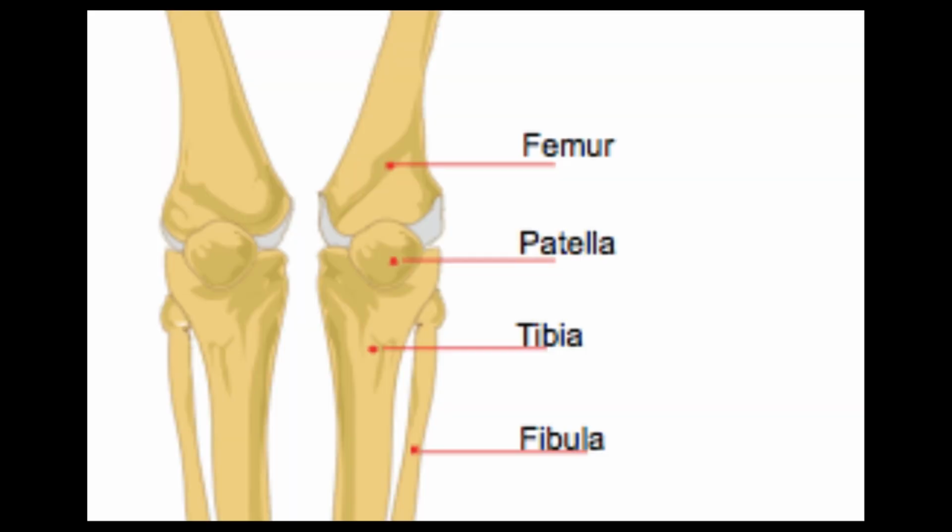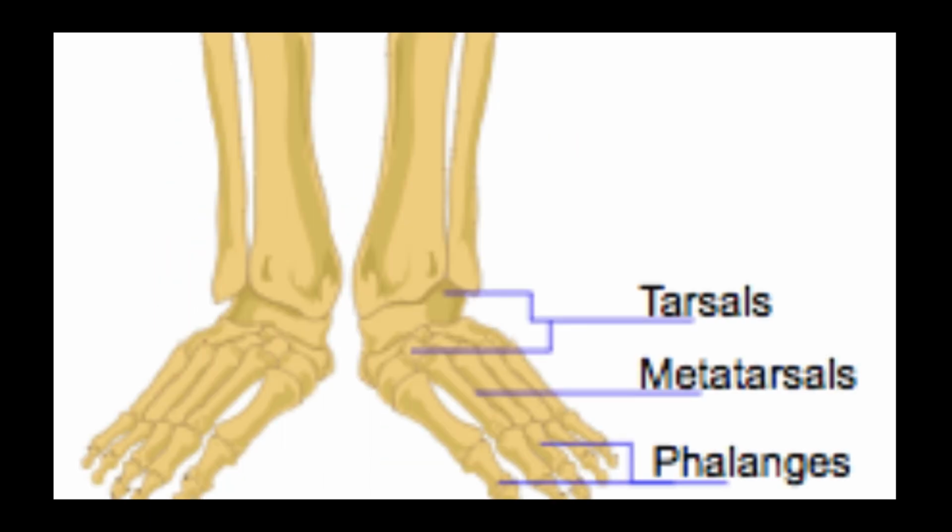The femur makes up the top part of the leg, the patella protecting the knee joint. The tibia is the main bone in the lower leg, with the fibula sitting alongside it. Finally, the feet. The tarsals make up the bones at the ankle. The metatarsals and phalanges make up the feet and the toes.